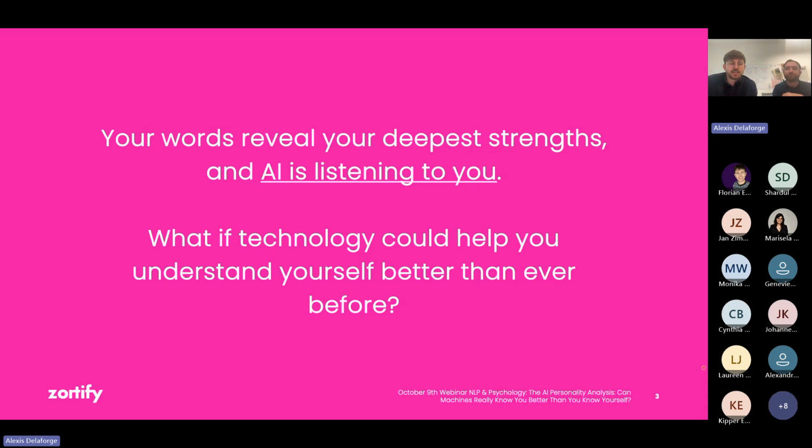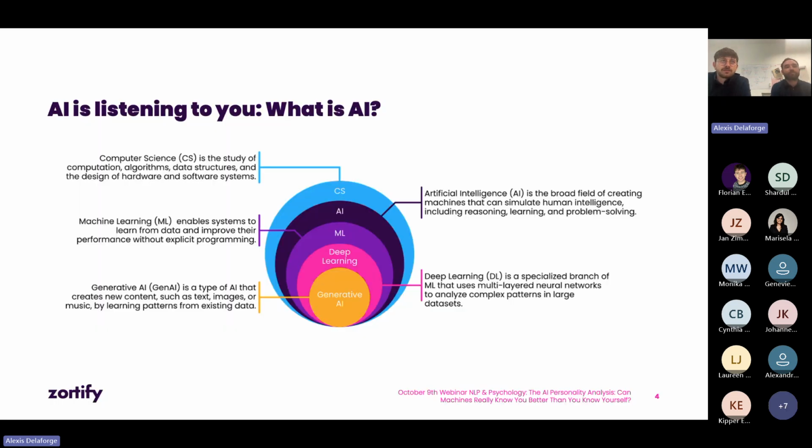Yes, thank you, Alexis. First thing, to start this webinar today, I want us to have the same definition of what AI is, because it's a well-known term that everybody is using, but let's define it. Here on the slide, you can see this taxonomy, and the first thing we need to define is computer science. What is computer science? Computer science is all about computations, algorithms, data structures, the design of hardware. So it's everything evolving around a computer in general.